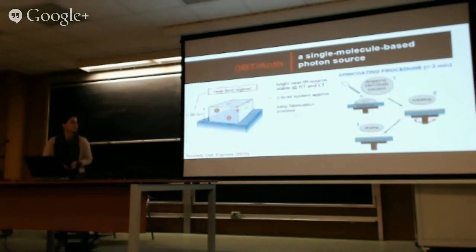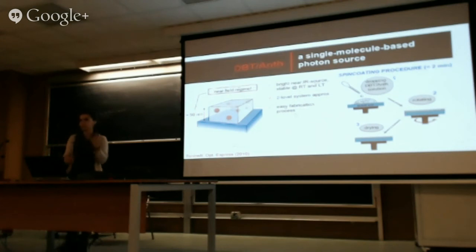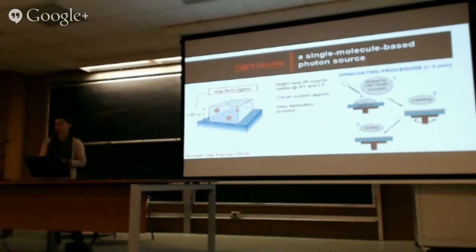Another noteworthy property of this system is the pretty easy fabrication process, which is called spin coating. You start from a drop of the solution of DBT in anthracene, then you put it in the spin coater, it rotates, and you finally obtain a crystal that is really thin. You obtain on average 50 nanometers of thickness, which ensures our system is in the near-field regime, so we can study coupling mechanisms in the system.